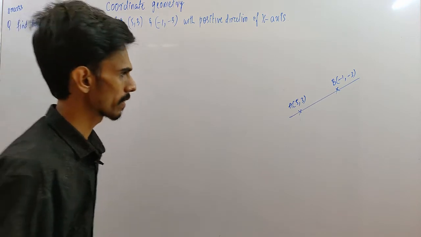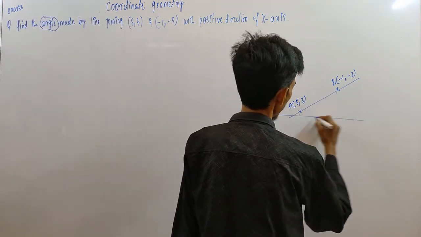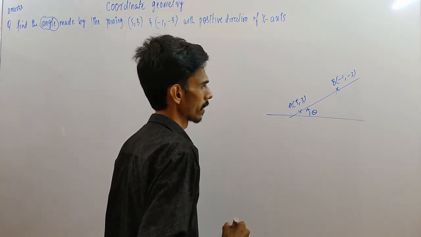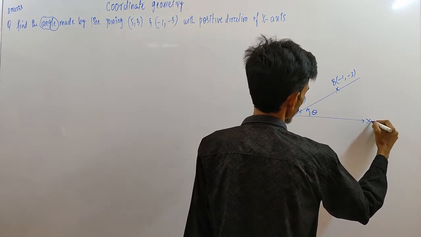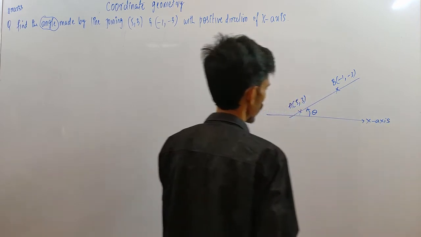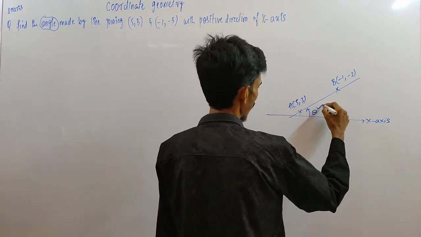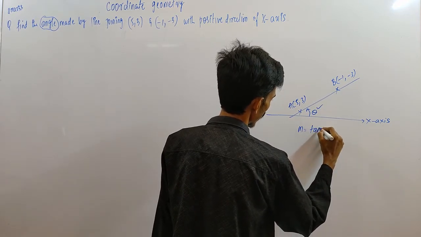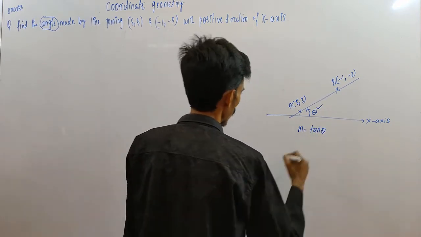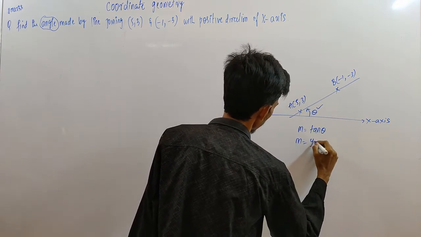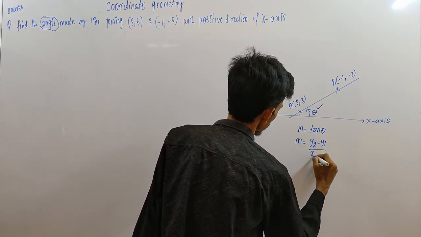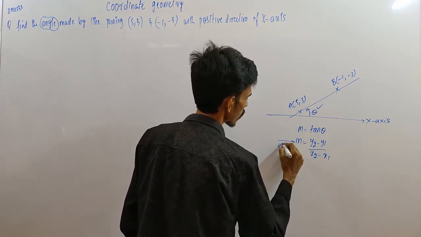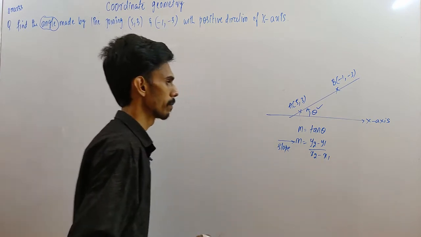We have these 2 points. We want the angle made by this line with positive direction of x-axis. This is x-axis. Now the angle theta is mentioned. So we will use this formula, m is equal to tan theta. Also m is equal to, we know that, y2 minus y1 by x2 minus x1. Here m denotes slope. Slope of line AB.